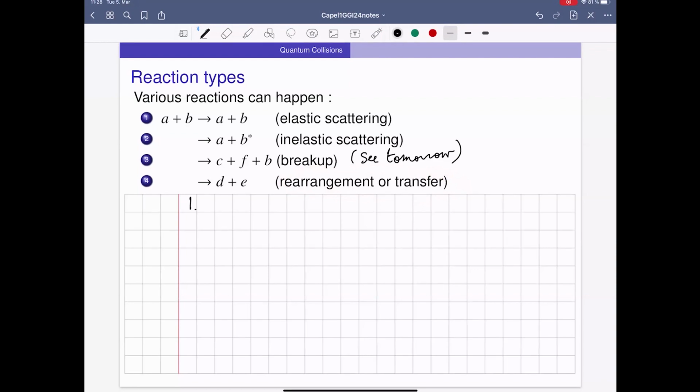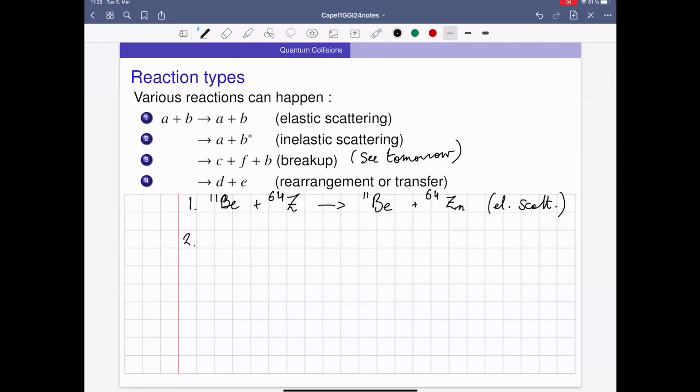The first one, the one that we will actually study during the exercise session, is when you have a beryllium-11 impinging on zinc-64, and then the beryllium-11 comes out in its initial ground state, and zinc-64 is untouched. So this is the elastic scattering. This is exactly what we're going to look at tomorrow.